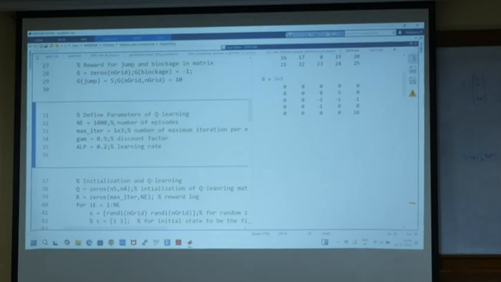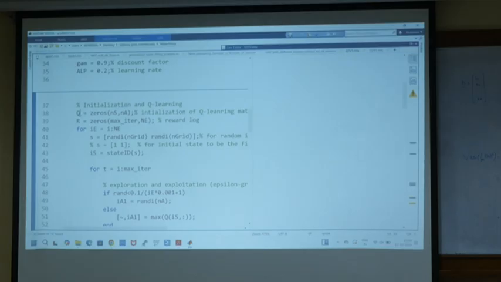So here I have defined some parameters for Q-learning. Number of episodes are 1000. So I will visit this grid problem until I reach the terminal state 1000 times. Maximum iteration is 10 to the power 3. We can also reduce it, no problem. Gamma is the discount factor, how I weight my previous results. Alpha is the learning rate. Okay, how am I updating the Q values? How I am learning the Q values. If I set alpha equals to high, it means I am changing my Q value abruptly. If I choose alpha equals to low, it means I am changing the Q values slowly. Okay.